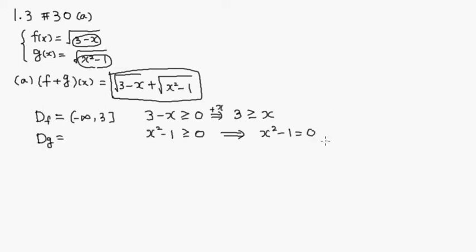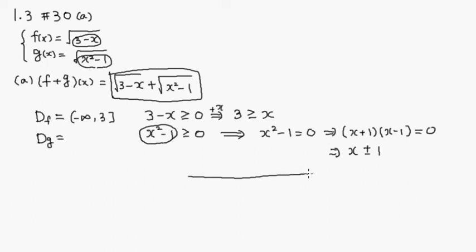Then we can factor this into x plus 1 times x minus 1 equals 0. So x is either plus or minus 1. That's where this expression is going to be 0. Maybe I should draw a number line here. This is where the function is going to be 0.